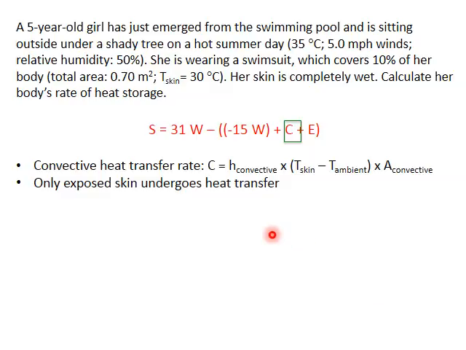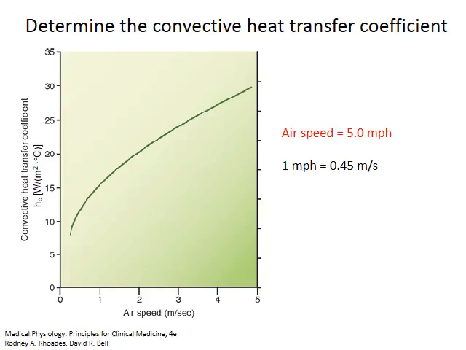Next, we want to solve for C, convective heat transfer, which is determined by the convective heat transfer coefficient, the temperature of her skin, the temperature of the ambient environment, and then the area that is available for heat transfer. To determine the convective heat transfer coefficient, we can use this graph.